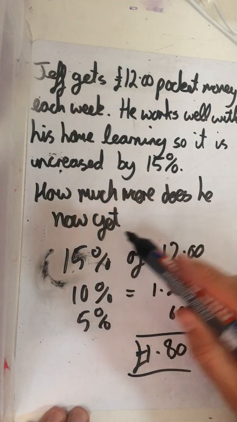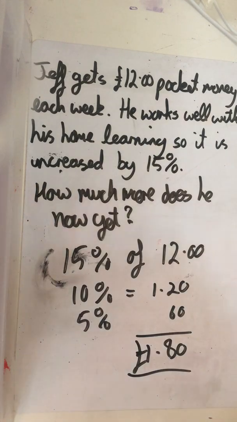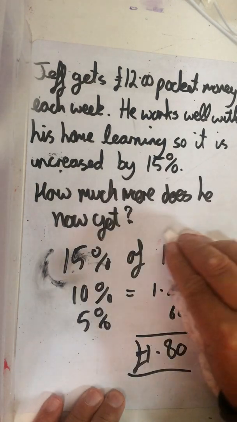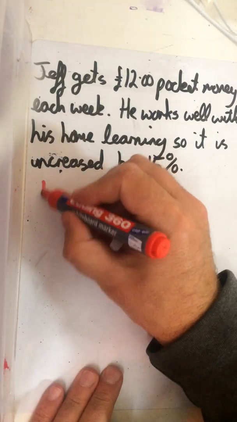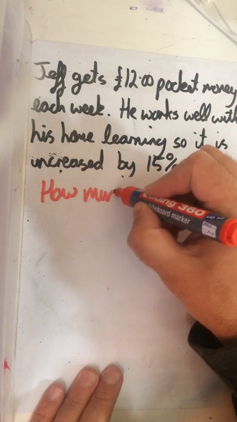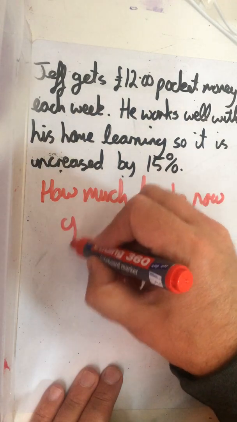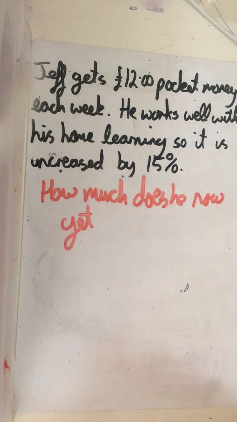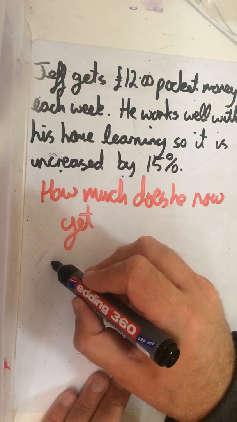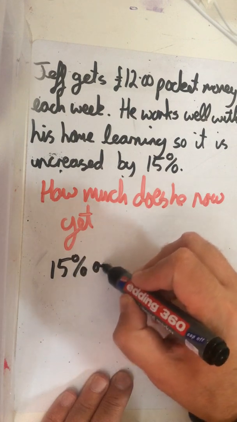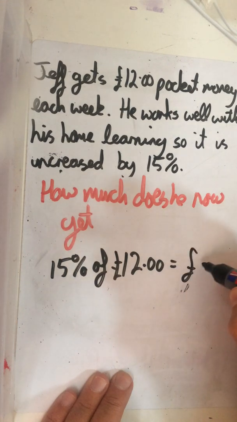Okay, how much more does he get? £1.80 per week. The question could be asking, how much does he now get? Now this is different. This is asking something slightly different, isn't it? Because yes, you still need to find 15% of £12, which we worked out earlier was £1.80.